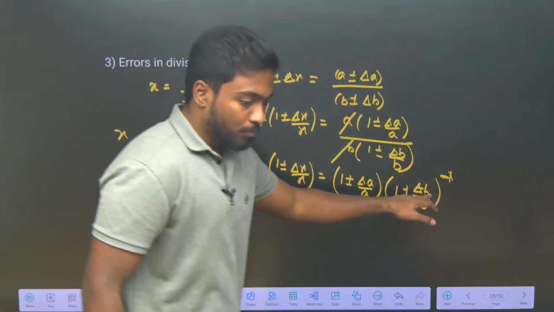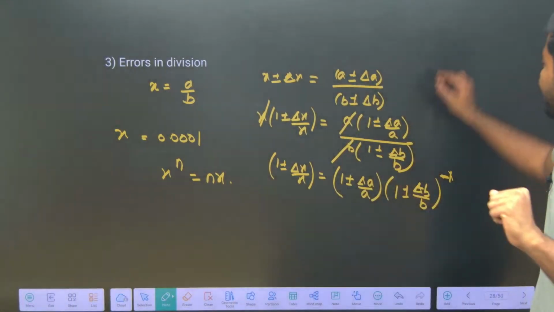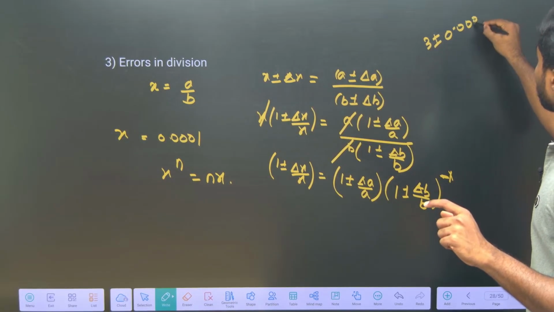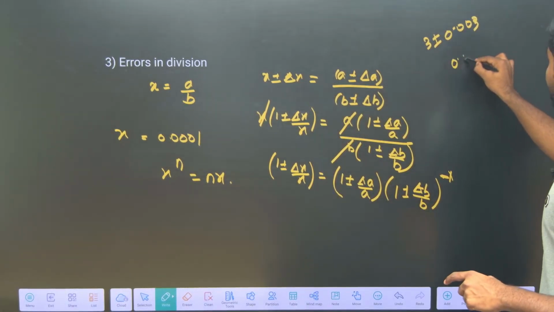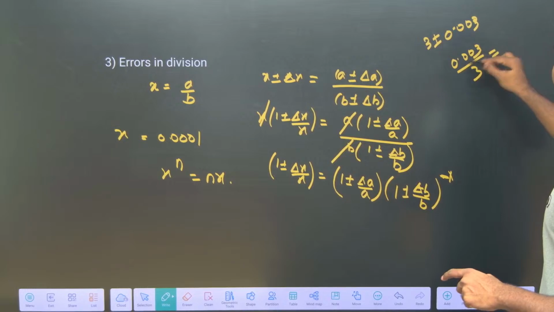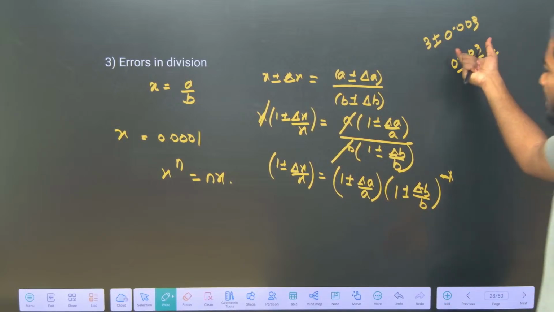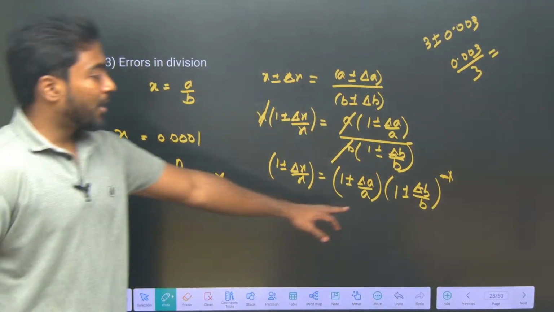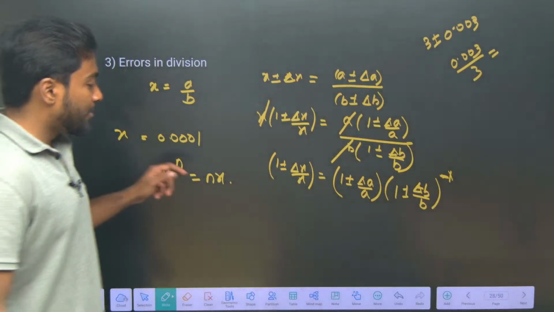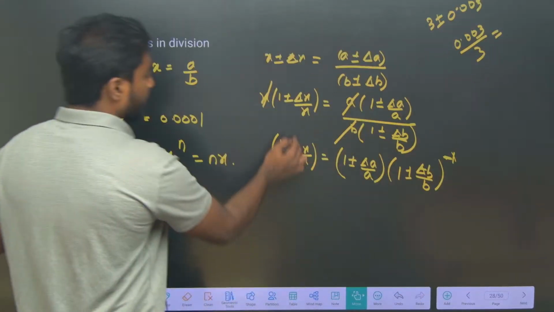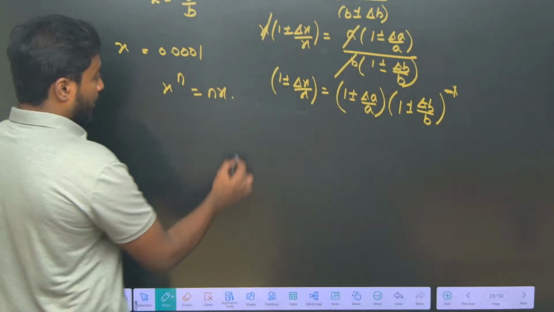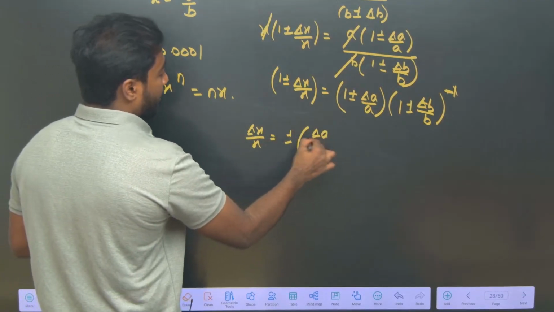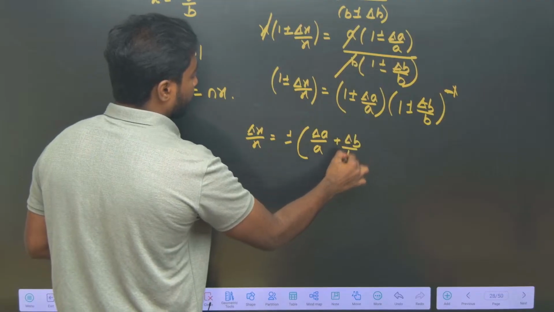So if I see this, in the previous case 3 plus or minus 0.003 we have seen. So when I see that 0.003 divided by 3, how much we will get? 0.001 we will get, which is a very small decimal. So the binomial approximation method we will use there. So for this case also we will get the same answer only. So what is the answer? Delta x by x will be equal to plus or minus delta a by a plus delta b by b.